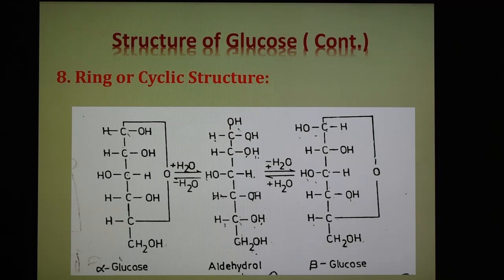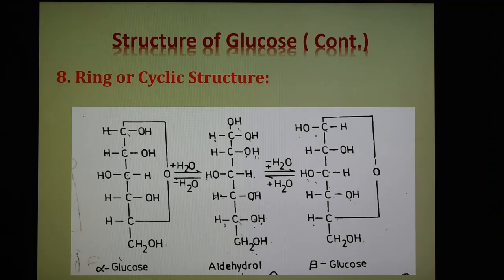The structure of glucose, as we have seen in the previous slide, is known as the open chain structure, and it shows the presence of a free aldehyde group. The open chain structure can explain the molecular formula and a number of properties of glucose. However, it fails to explain some points. Therefore, there are some drawbacks of the open chain structure.